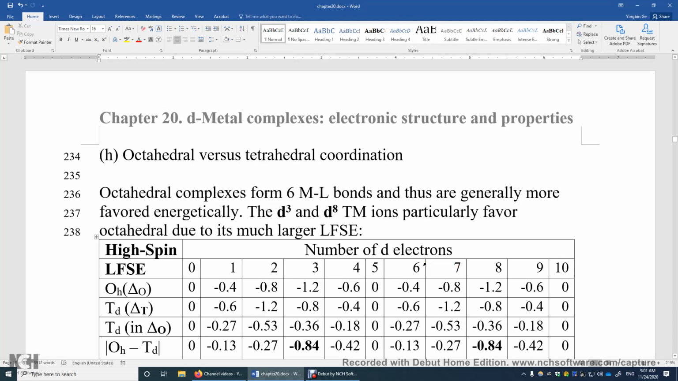Section 20.1 Crystal Field Theory. Subsection H: Octahedral versus tetrahedral coordination. In an octahedral complex, the transition metal center forms 6 bonds with 6 ligands. Therefore, it's in general more favored energetically than a tetrahedral complex.